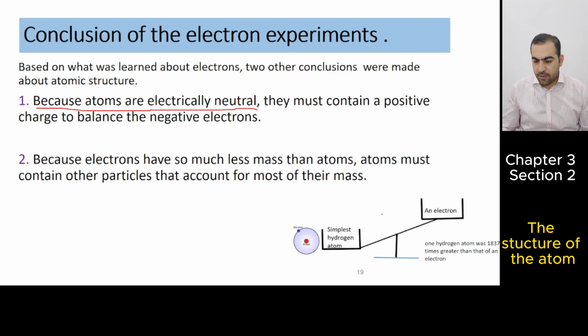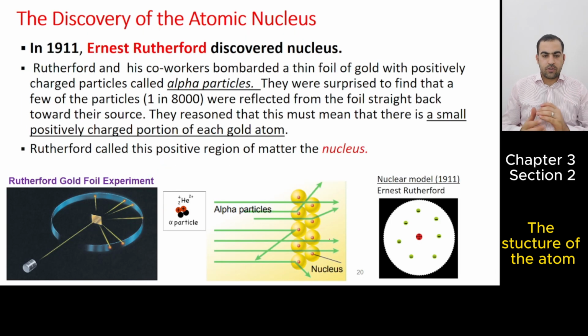Look at this diagram again. An electron is very small, and they knew that the atom contains electrons. So the simplest hydrogen atom is very much larger than the mass of an electron. They said atoms must contain what? Another particle which is heavier than the electron and accounts for most of the mass of the atoms. So these conclusions helped another scientist, Ernst Rutherford, to discover the nucleus.